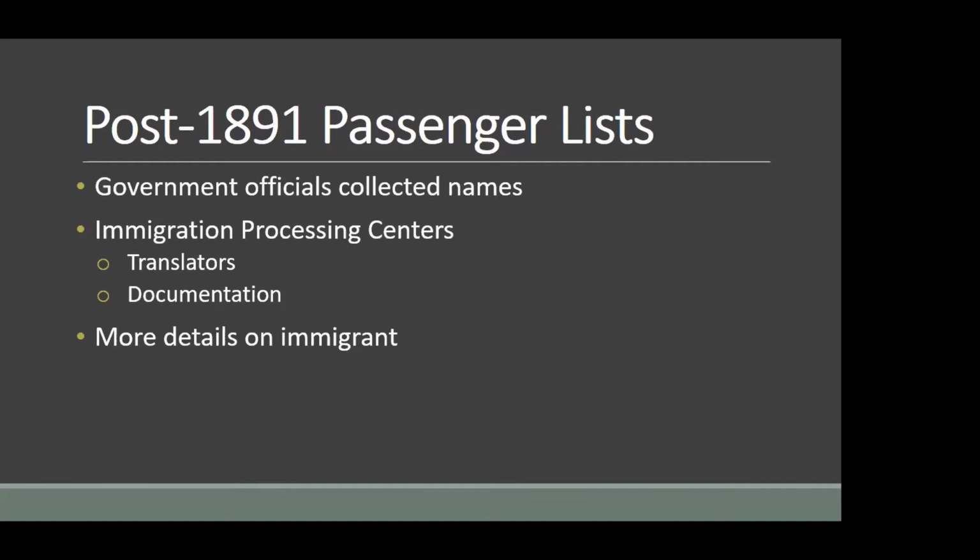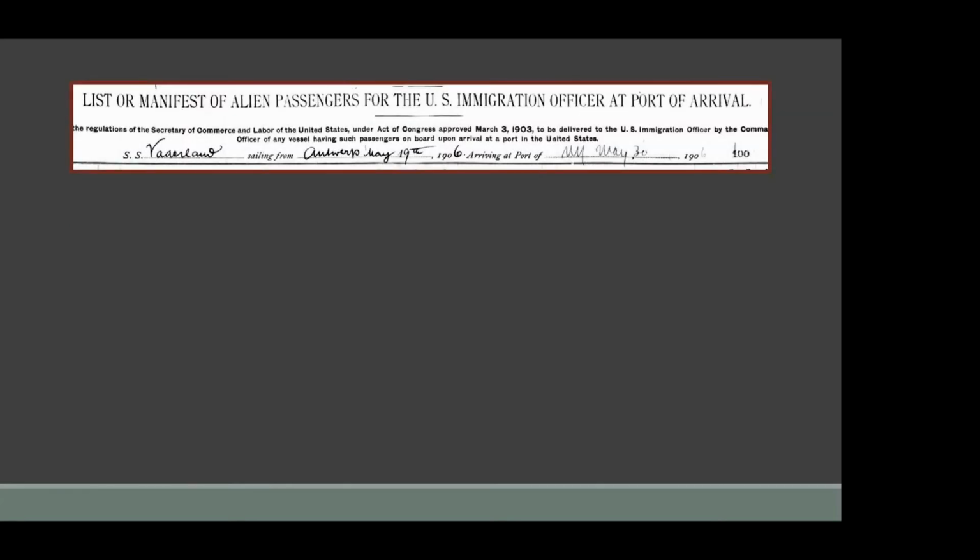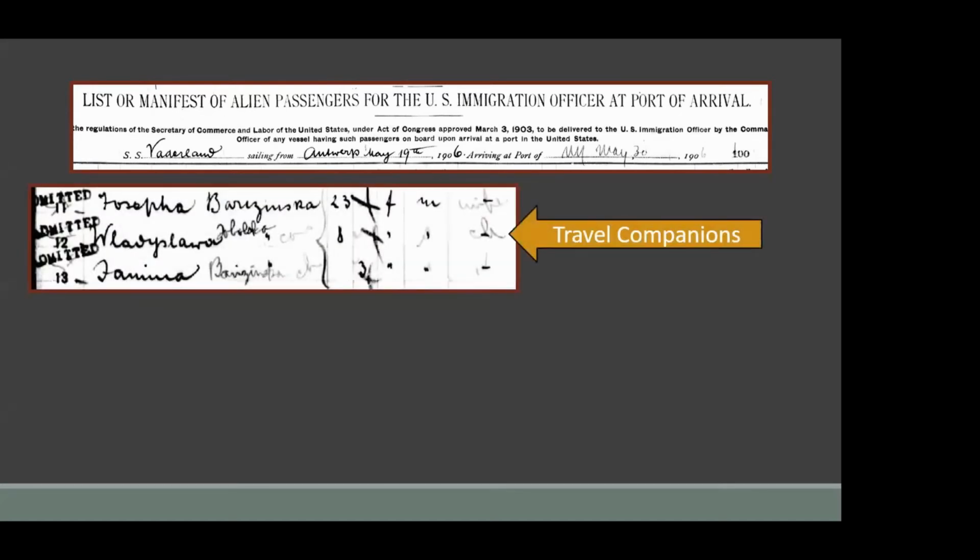In 1906, the Immigration and Naturalization Service was created, who took over keeping these records. So, in this time period, our passenger lists start to provide us far more details on our ancestors, such as this one for the Vanderland, which arrived in New York on May 30th, 1906. On this record, we find Josefa Berenska, 23 years old, traveling with Vladislava Tapolska, who is 8, and Fanina Berezinska, who is 3 months.